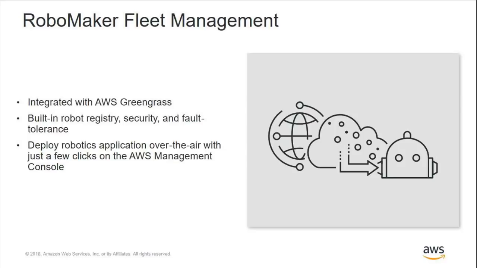So in RoboMaker Fleet Management, we provide an over-the-air deployment capability, which is integrated with AWS Greengrass. And AWS Greengrass is one of the offerings from AWS IoT. It provides local compute and local messaging capabilities, and for RoboMaker Fleet Management, customers who would love to use AWS Greengrass capability as well can do so. So with the fleet management capability here, customers can leverage the over-the-air deployment functionality of a ROS application, but at the same time, they can also take advantage of Greengrass capabilities.